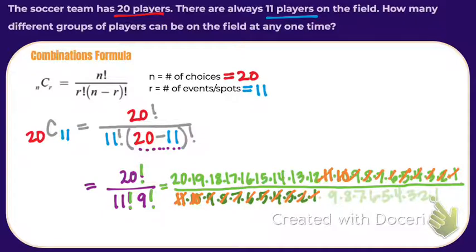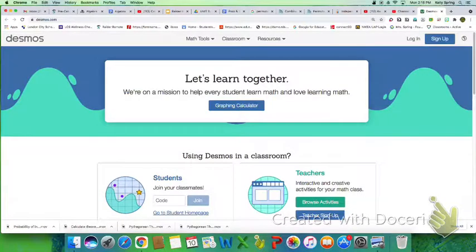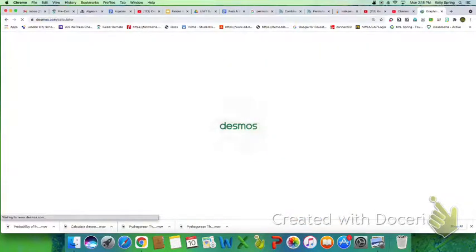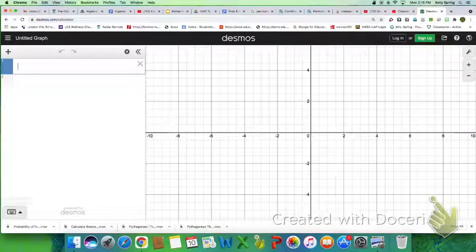But at this point, I'm going to show you how to put this into your calculator and get the answer without going through these extensive steps. We can just take this right here. Remember, the N is 20 and the R is 11. If you go to Desmos.com, this is what you'll see. First, you want to click on Graphing Calculator there. And we're not going to graph, we're just going to use the calculator portion here.